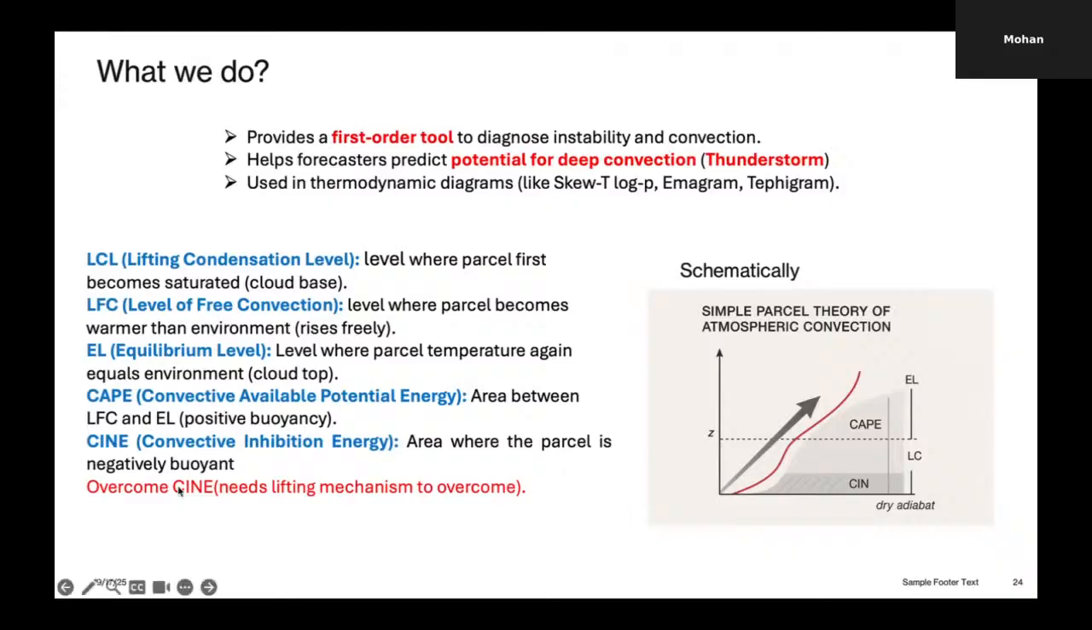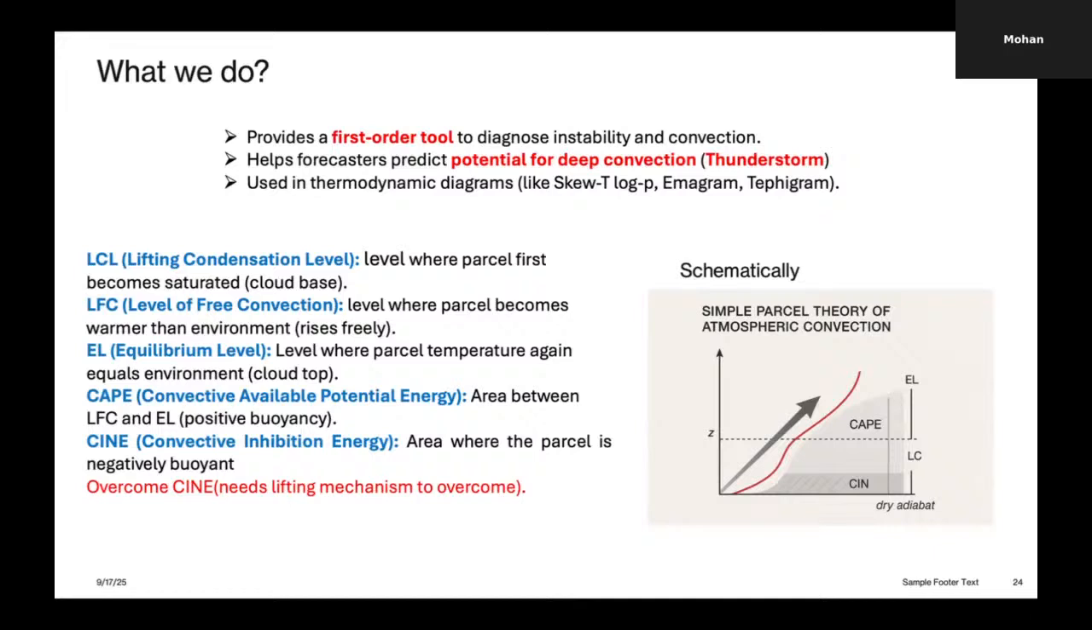In the T-phi grams, you can identify different indices like the LCL, your lifting condensation level, where your parcel first becomes saturated, that is your cloud base. After becoming saturated, whenever it goes up freely, that is your level of free convection. Once the parcel goes up, at some point it loses its energy and has to come to equilibrium with the environment. That is your equilibrium level. The area between the equilibrium level and the LCL or LFC is your CAPE, and the area below the LFC and the surface is your inhibition energy.